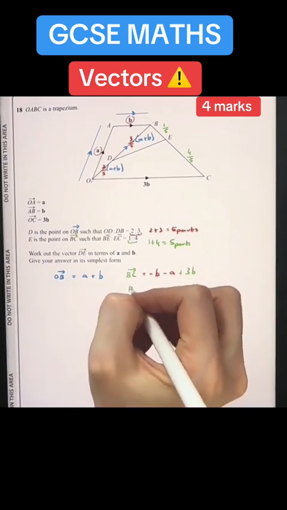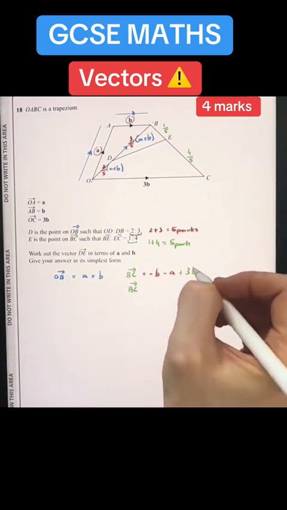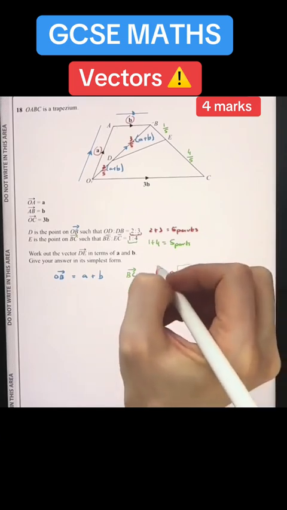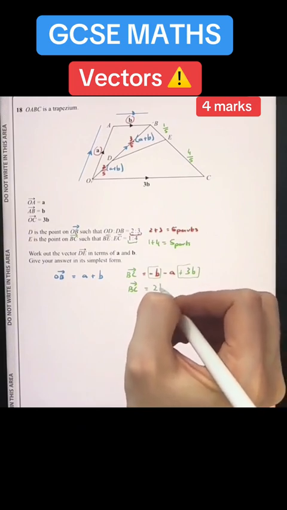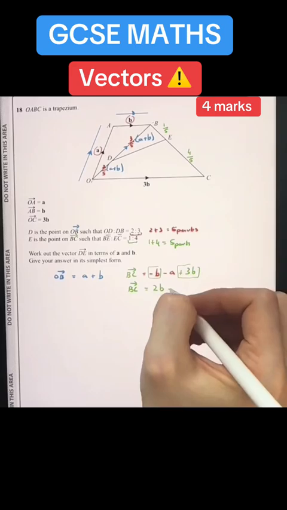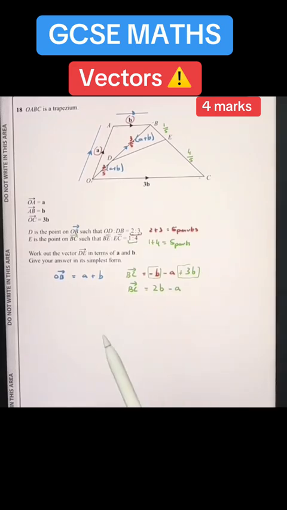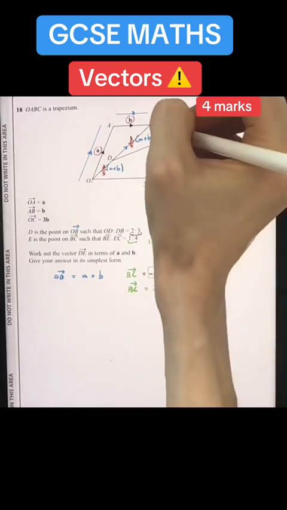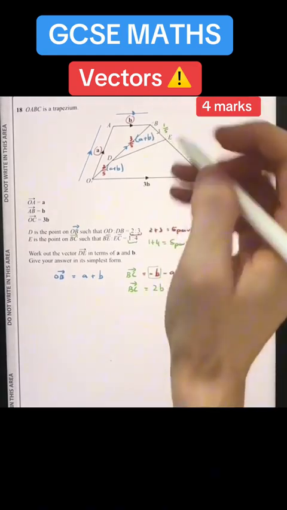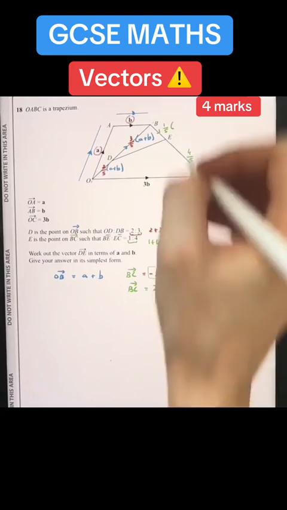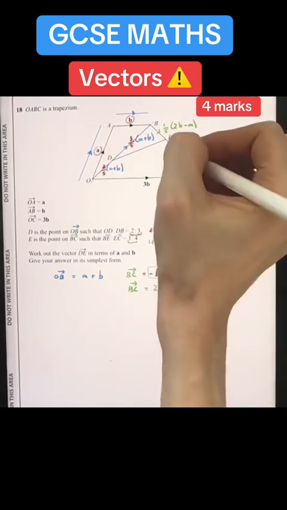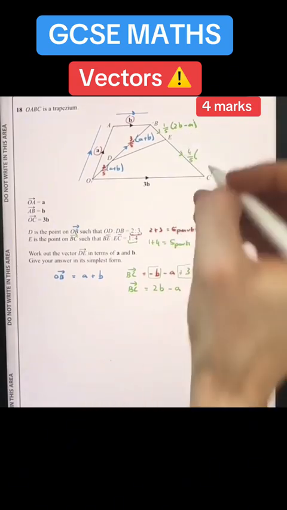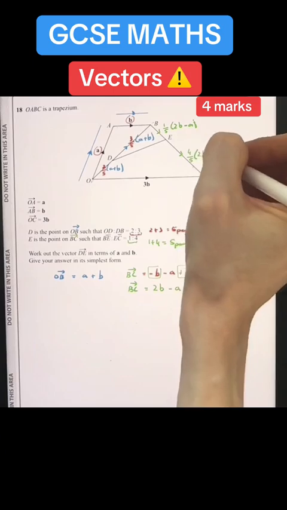Simplifying, i.e. collecting like terms, on the right-hand side. I know that 3B subtract B, they're like terms, as they both end in single B. Well, 3B subtract 1B will give us 2B, and I've still got minus A. Now I have the vector BC. I know BE is 1/5 of BC, so my vector BE will be 1/5 of 2B minus A. And EC will be 4/5 of my vector BC, which is 4/5 of 2B minus A.